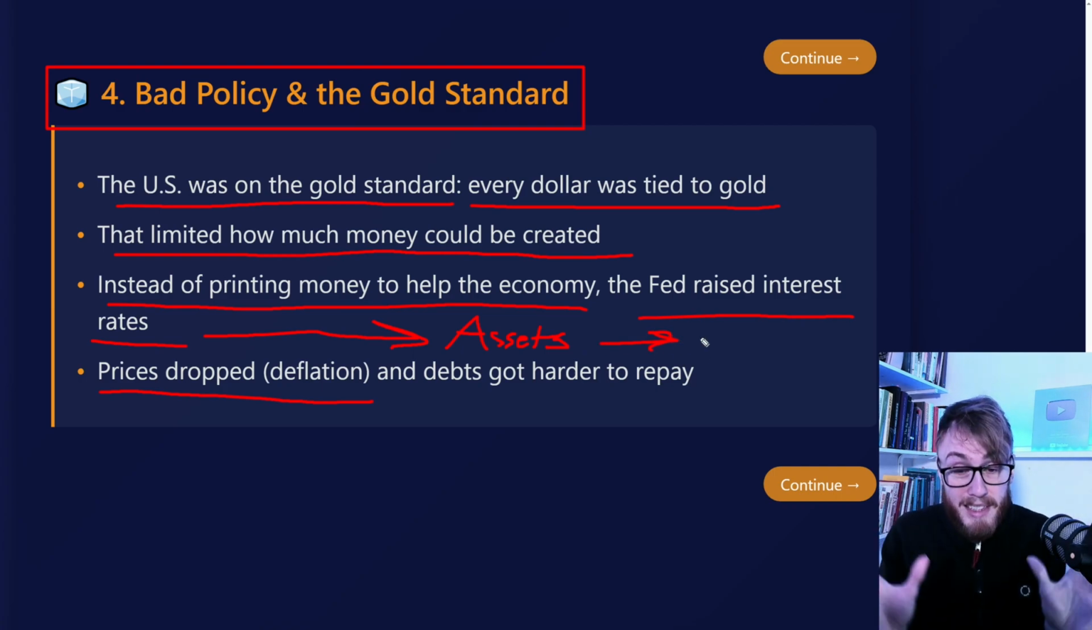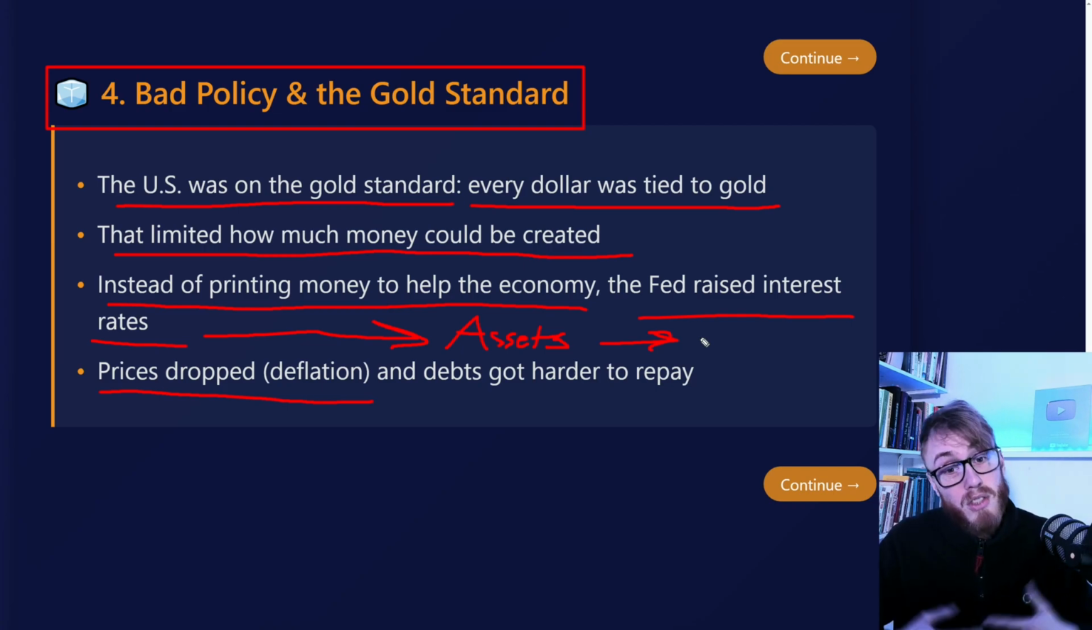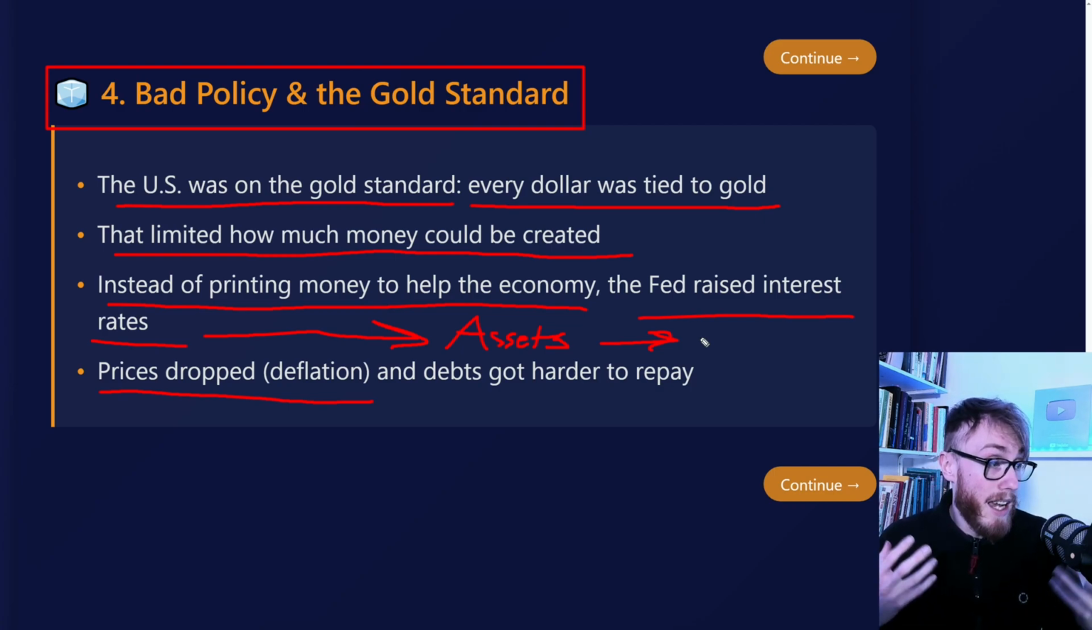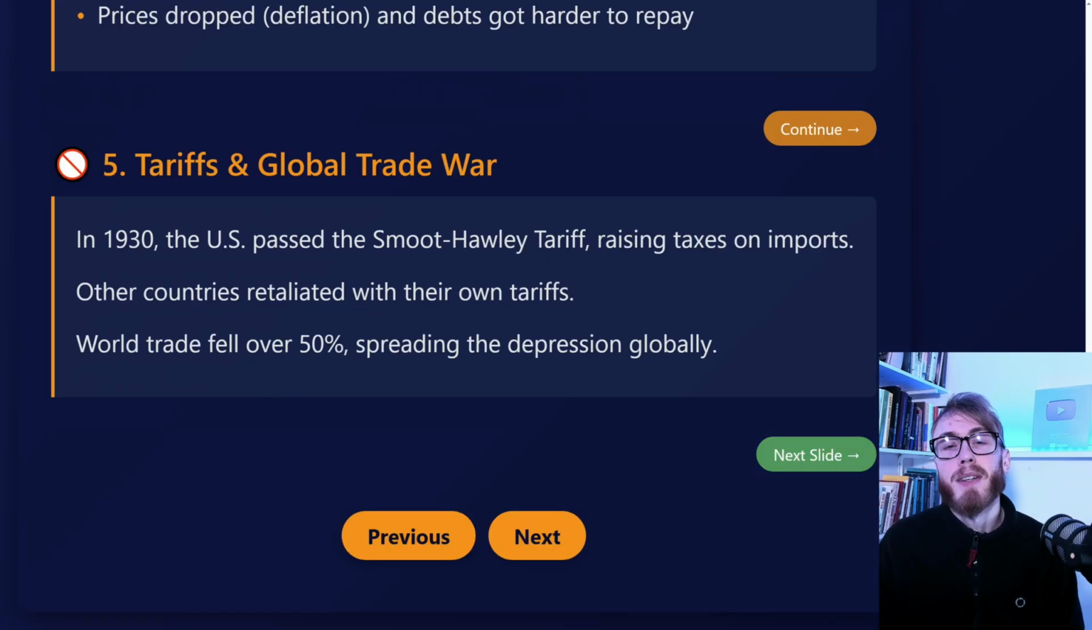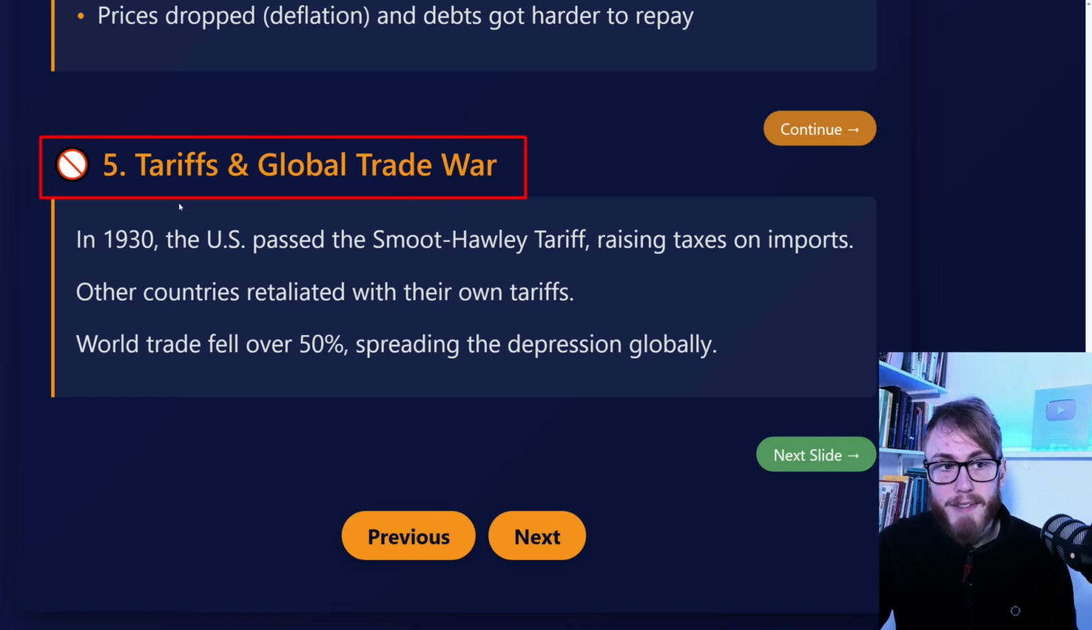So money printing often makes wealth gaps even worse. Money printing can be a solution to crisis, but at the same time, it makes the wealth gap worse. And as we can see in the US today, the wealth gap is just getting worse and worse, partly because we're printing so much money. And here, and this is very important because this is super relevant to today: tariffs and global trade war.